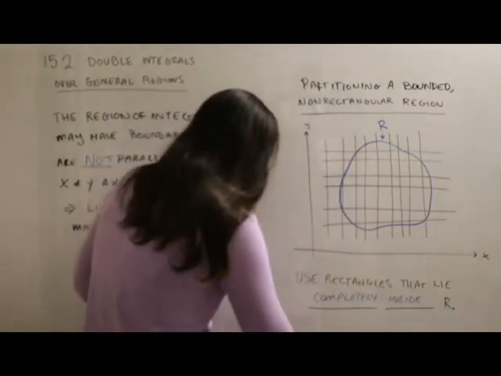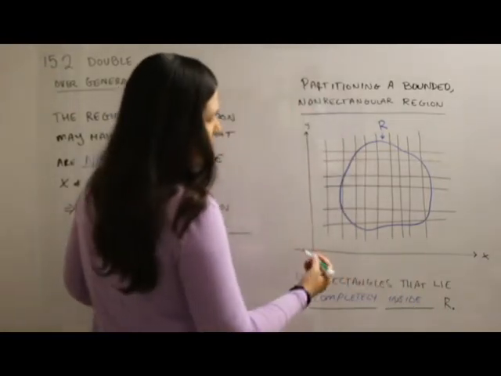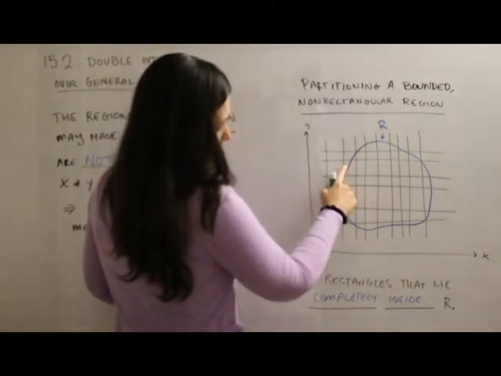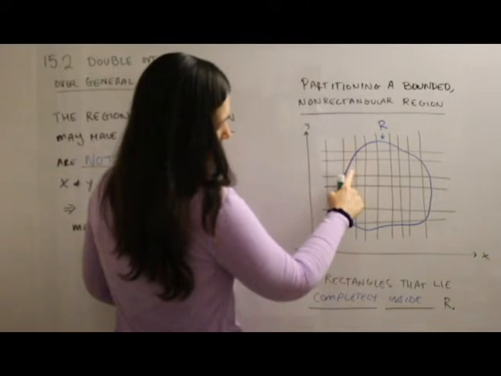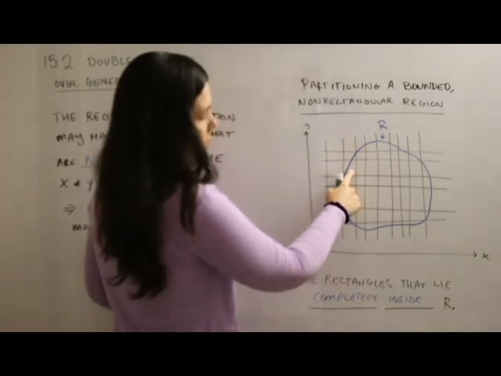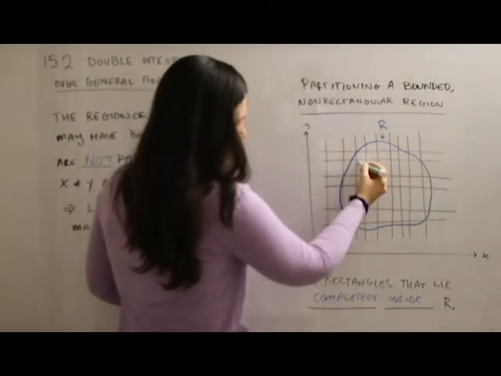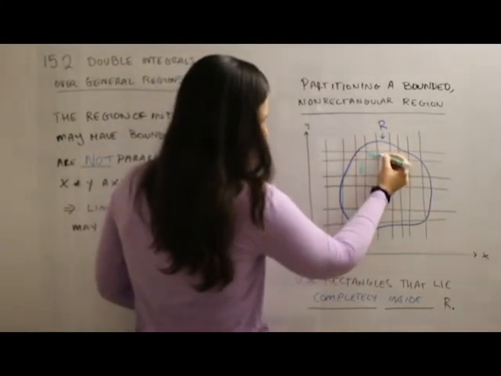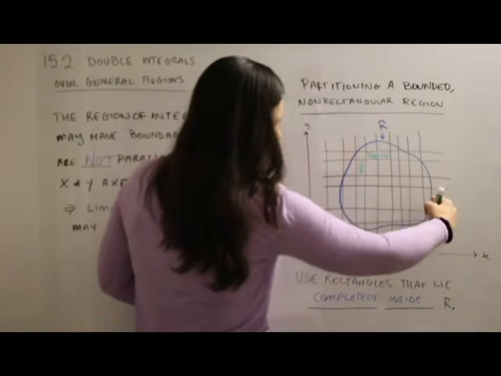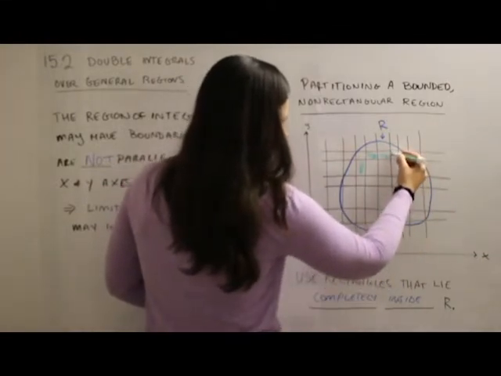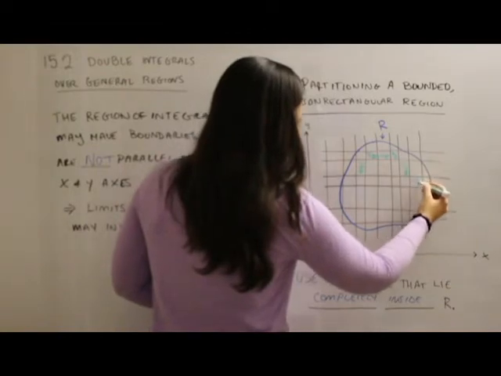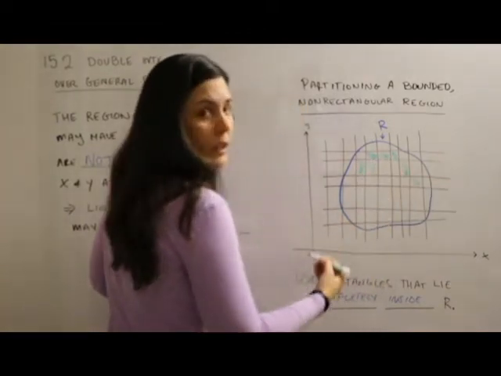Let me just show you what I'm talking about when I say completely inside R. Let's take this rectangle for example. Part of this little rectangle is outside R and part of it's inside, so we don't use that one when we partition. This rectangle is completely inside R, so we'll use that. We pick all the rectangles where the full thing is inside this blue boundary. If part of it is outside of the blue boundary, we're not going to use it for our partition. And I would do this for the entire region.